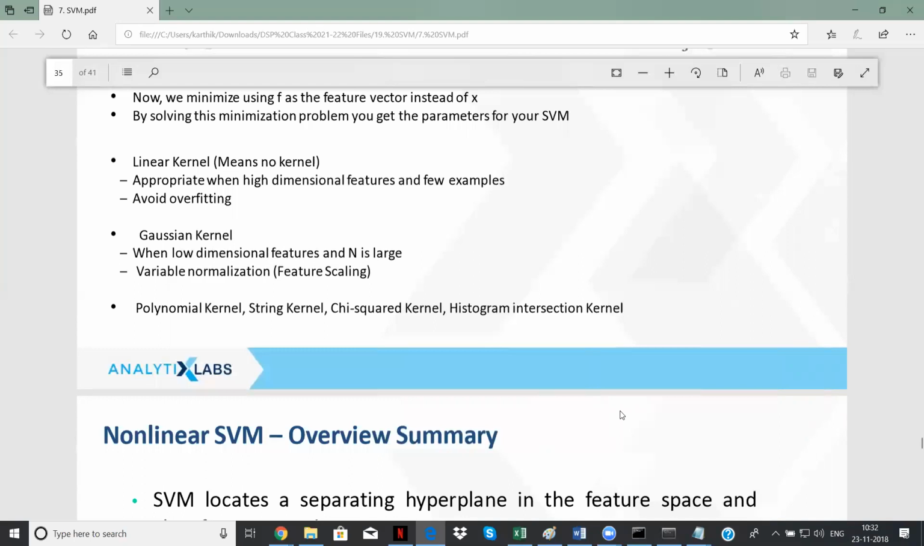So a Gaussian kernel can be used when you have low dimensional data, as in 1 or 2 dimensions, right? But the number of data points is huge. This is the case when there can be a lot of scattering, a lot of noise. When there is noise, you have to come up with a kernel, right? Clear? So that's when you come up with a Gaussian kernel.